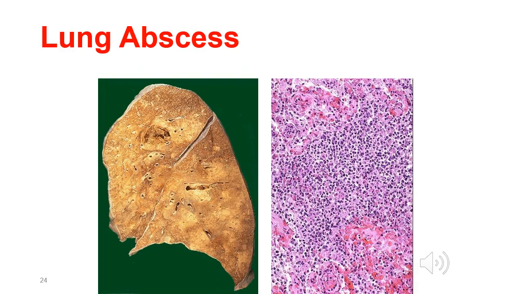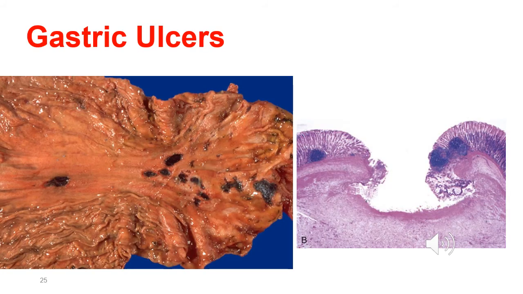And as we said, it's a kind of purulent inflammation. Again, this is an example of lung abscess, which is pneumonia, where there is a localized formation or collection of neutrophils within the lung parenchyma. This is a gastric ulcer in the stomach, where there is a breach of the gastric mucosa and ulceration, which is again a good example of ulcer inflammation.